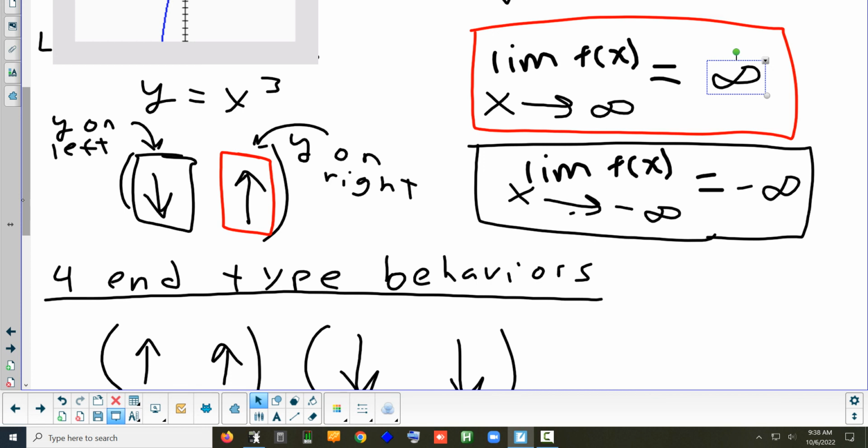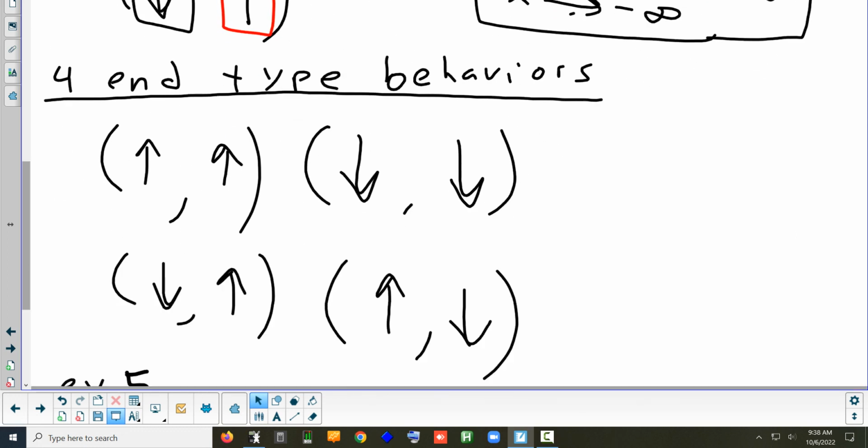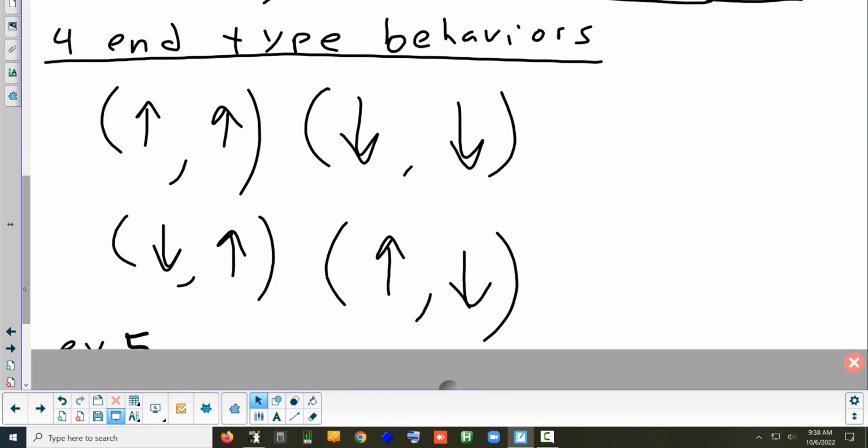If they say to write your answer in what's called limit notation, these two on the right are limit notation. This way on the left, I don't really know if it has a name. It might just say write your answer using arrows. But this is specifically called limit notation because of the word limit. And these are the four types of end behaviors. Both up, both down, down, up, down. With polynomials, there is nothing else that can happen.